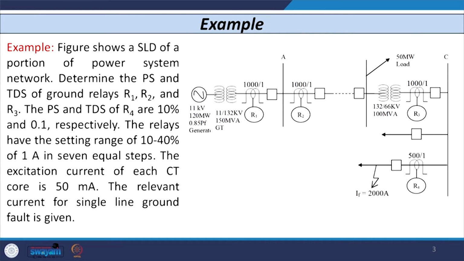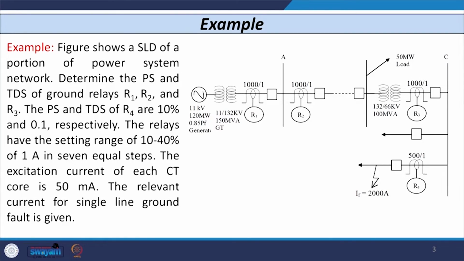So, let us solve this. What we need to do is, the plug setting and time dial setting of relay R4 are given, that is 10% and 0.1, and we need to find out the plug setting and time dial setting of R1, R2 and R3. The excitation current of each line CT is also given as 0.05 ampere, 50 milliampere, and with this background we need to solve the example.